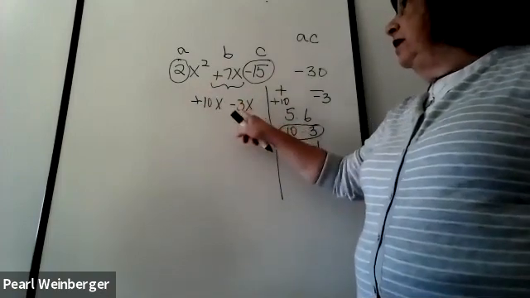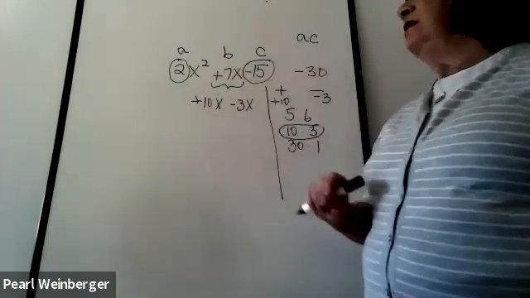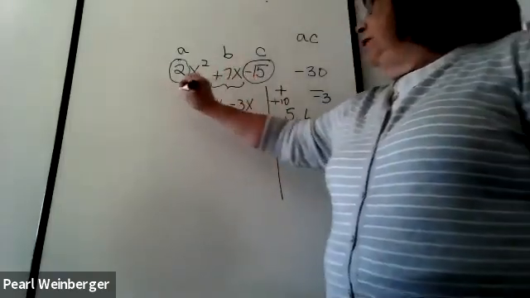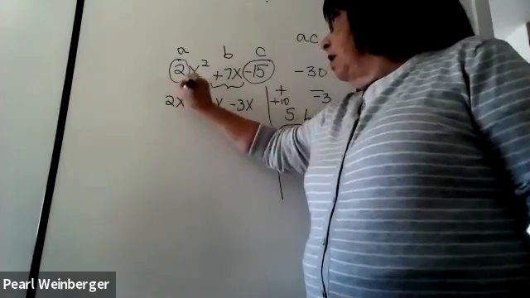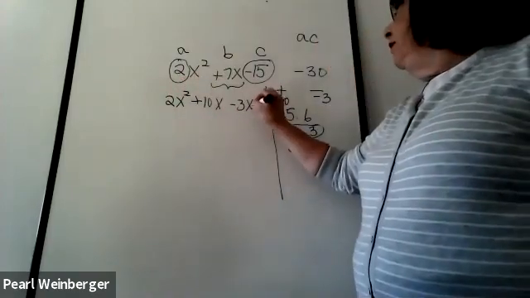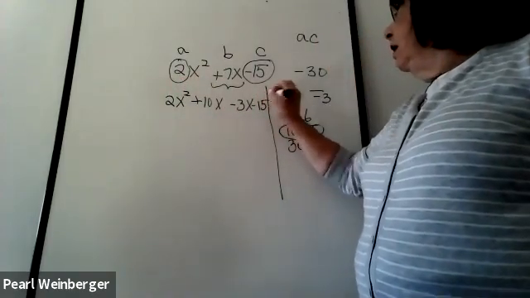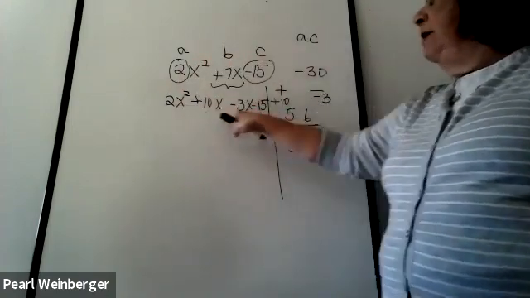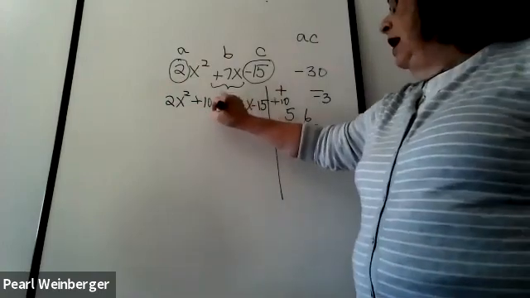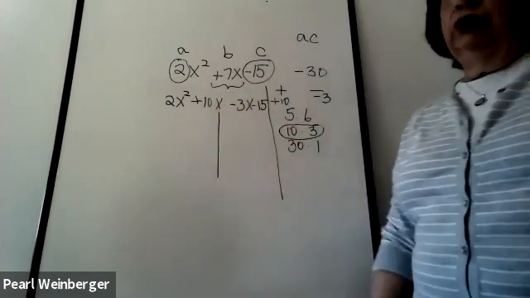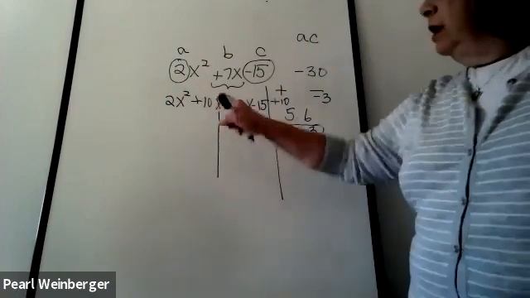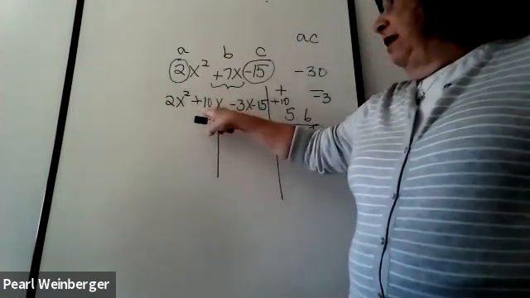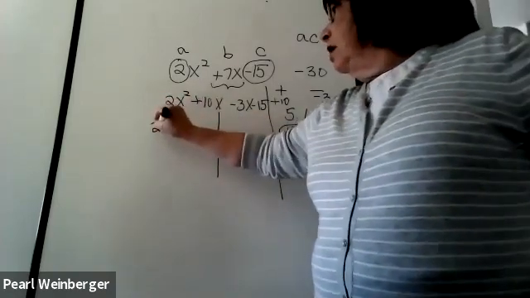Notice positive 10x and negative 3x is positive 7x. Now I bring the whole thing down. I bring down the 2x squared, and I also bring down the negative 15. So I have changed this trinomial to a polynomial with 4 terms, and now I'm going to use grouping to factor it. Factoring the 2x squared and the 10x, there is a common factor of 2x.